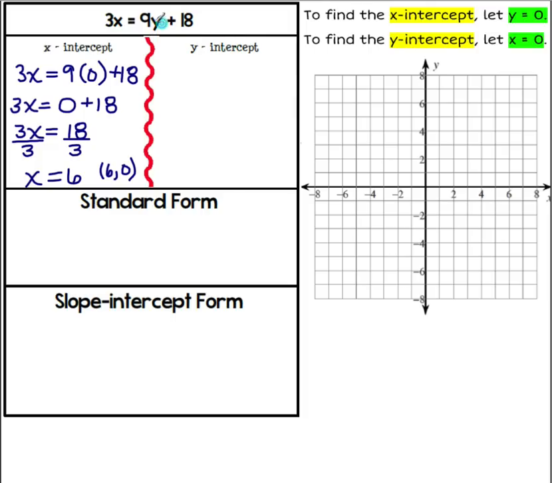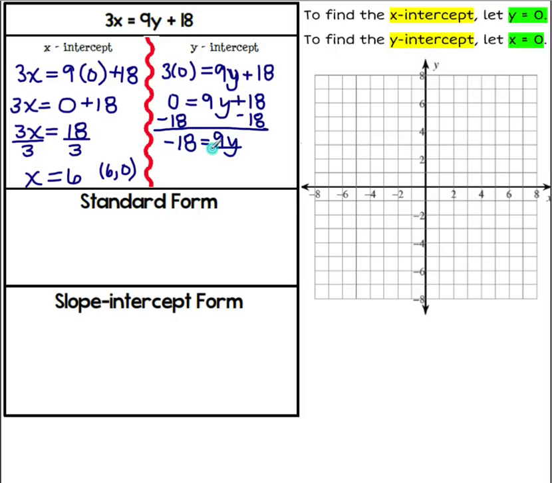When we find our y-intercept, we substitute 0 in for x. So in this case, we would have 3 times 0 equals 9y plus 18. 3 times 0 is 0. We want to get y by itself, so we can subtract 18. So negative 18 equals 9y. Divide both sides by 9. So y equals negative 2. So then our y-intercept is the point 0, negative 2.